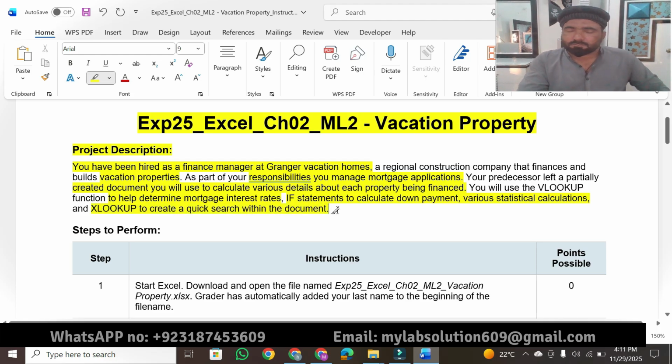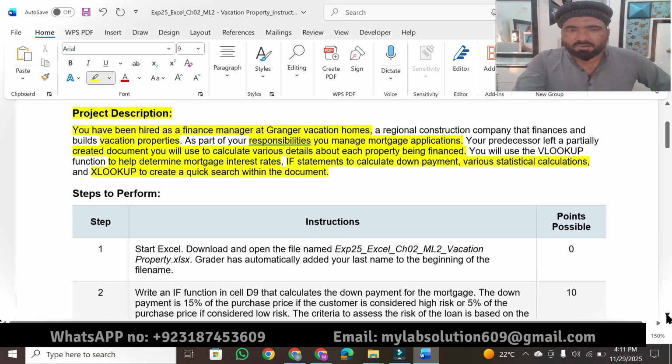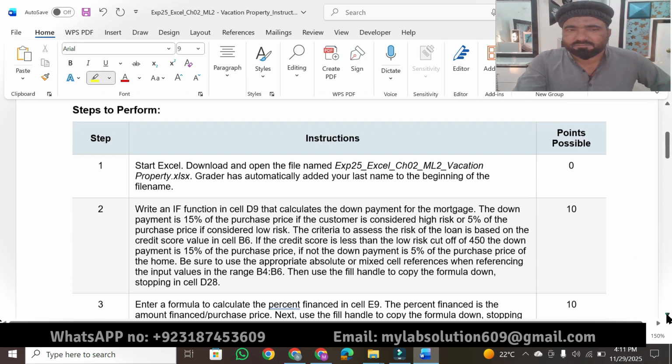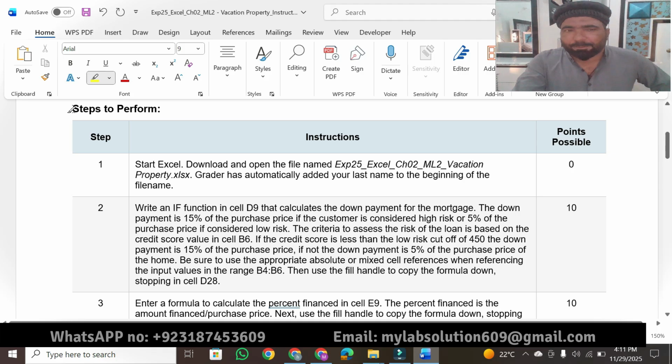So all these are simply instructions about the file, or a description of the project, of what we have in today's project and how we have to solve it. We have to read this project description so we can get an idea what we have in the assignment and how we have to solve it. Okay, so now we are moving toward our main instruction: steps to perform. Here is the instruction.